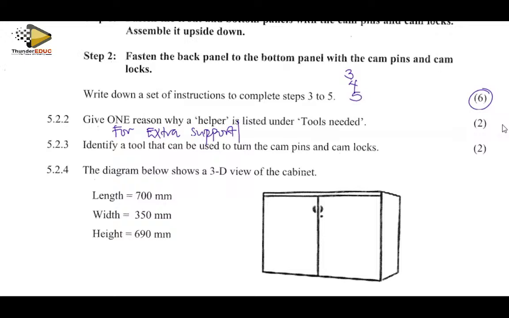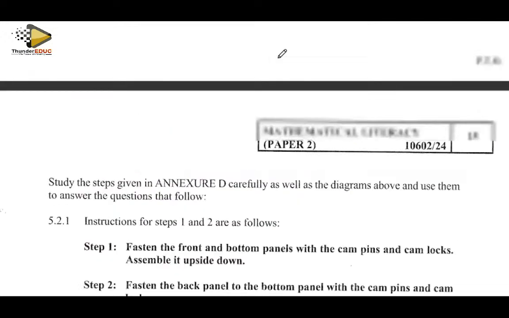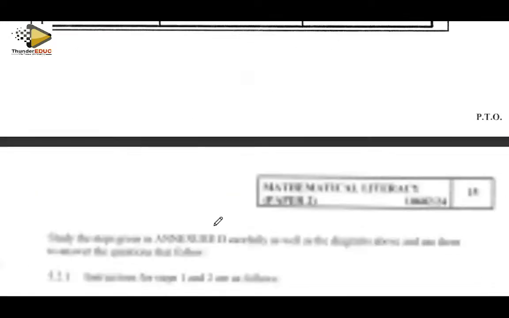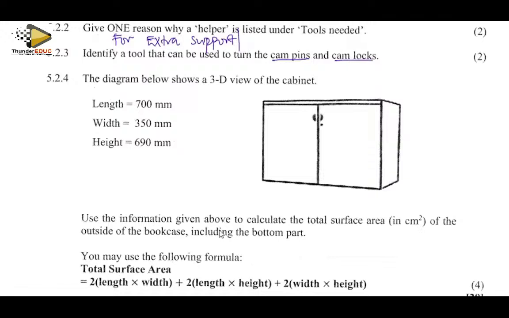Identify the tool that can be used to turn the cam pins and the cam locks. Let's kindly look at the cam pins and cam locks. How do they look like? Oh, this is a cam pin. Oh wait, this is a cam. So the tool that we need it to be inserted here like this, or to be inserted there. So what do we need? We need a screwdriver.